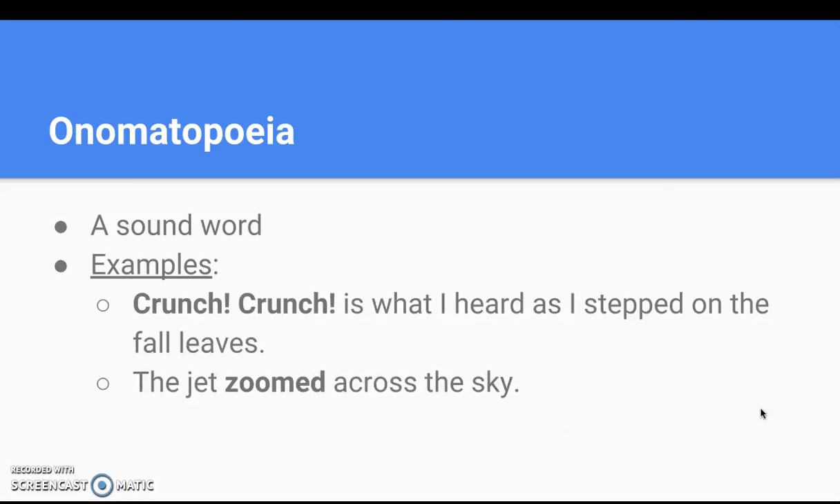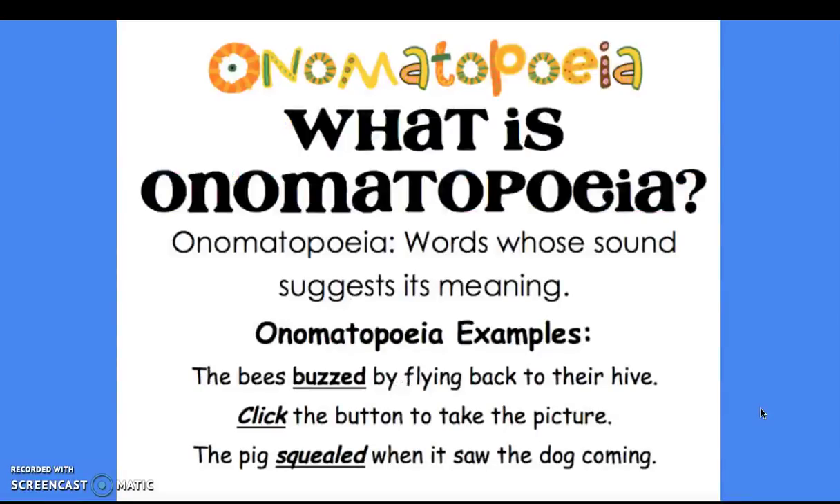Onomatopoeia. This is a sound word. This is really great when writers use this in narrative stories and memoirs. Crunch, crunch is what I heard as I stepped on the fall leaves. The jet zoomed across the sky.